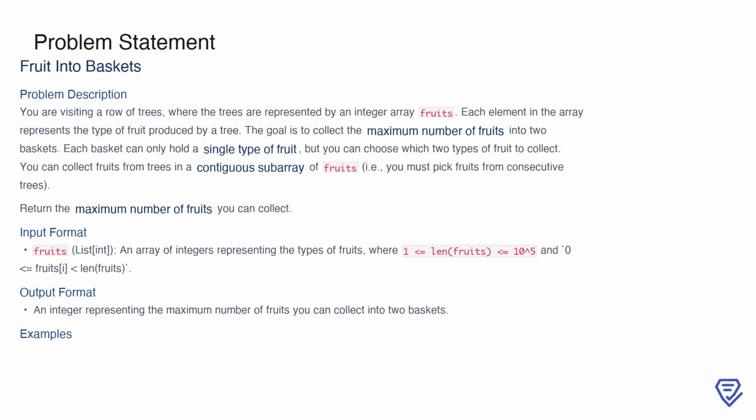The catch is that you are only allowed to use 2 baskets, and each basket can only hold one type of fruit. Your goal is to figure out the maximum number of fruits you can collect in total, but there's a limitation: the fruits you collect must come from a contiguous subarray of the fruits array. This means you can only pick fruits from consecutive trees. The final output should be the maximum number of fruits you can collect under these conditions.